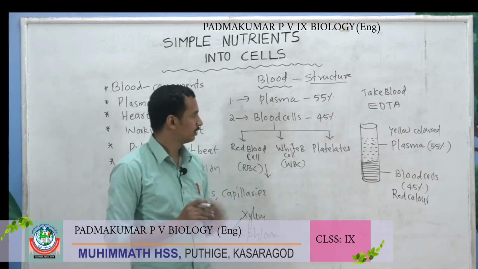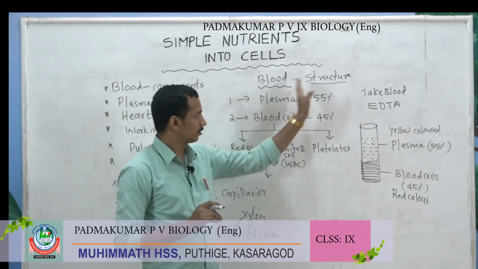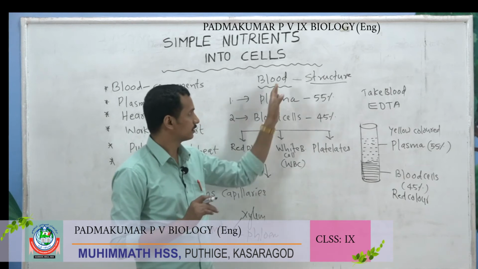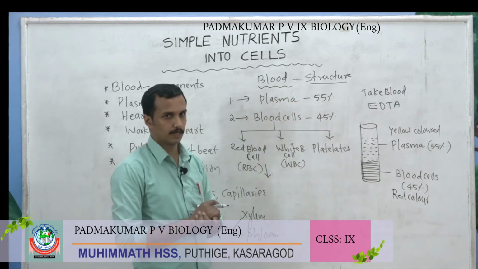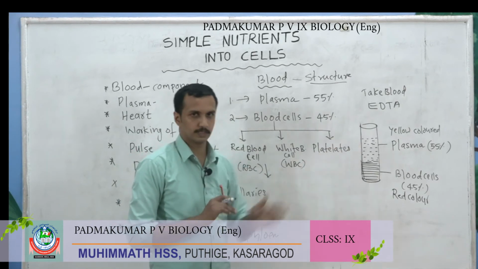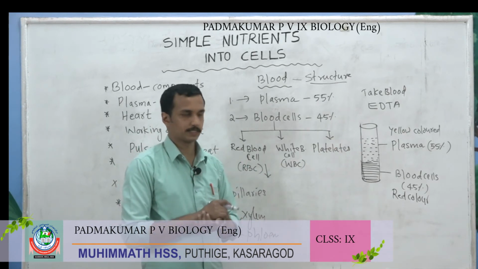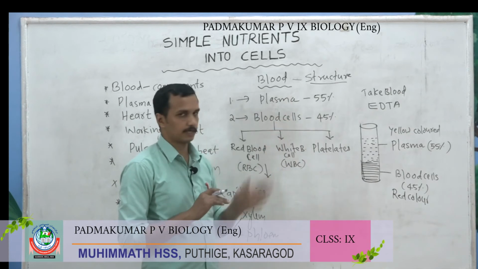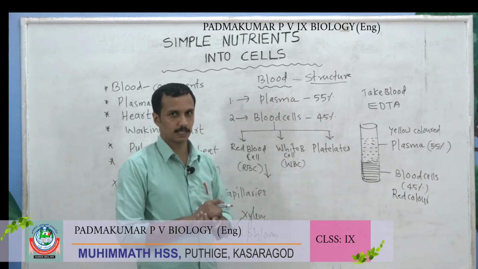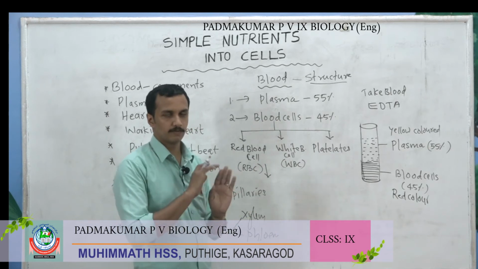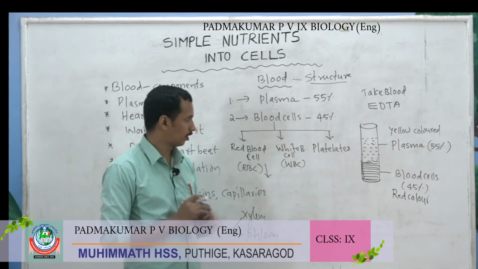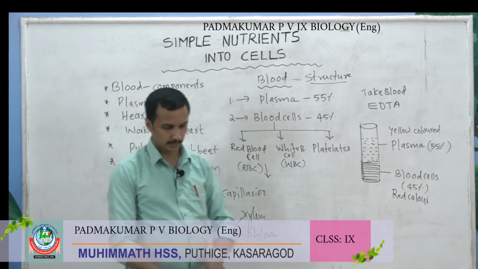Have you understood? First we discussed the structure of blood. Blood contains 2 regions, plasma and blood cells. Then second we discussed an experiment just to separate plasma and blood cells in a given sample of blood. Then there are 3 types of blood cell. Then what are the functions performed by these blood cells?